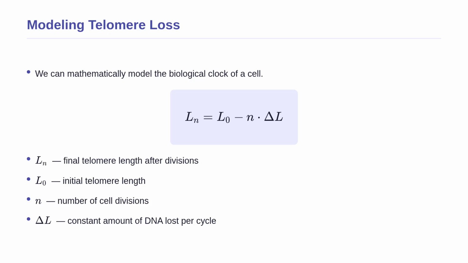As the number of divisions, n, increases, the subtracted portion grows larger, meaning the final telomere length steadily decreases until the cell can no longer function.